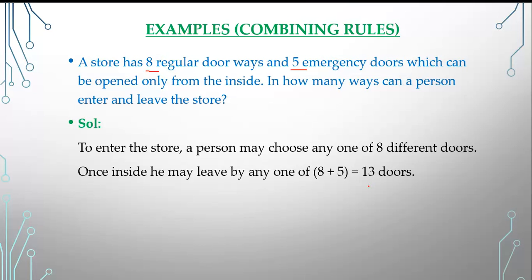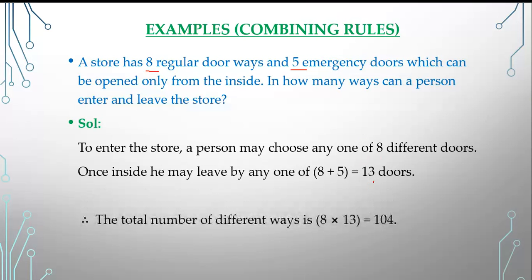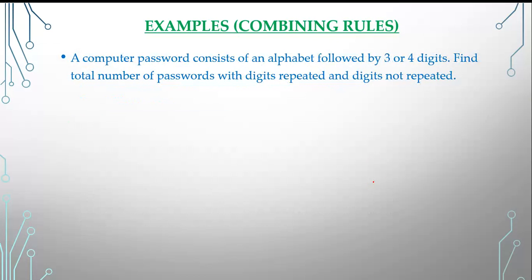Now how many ways can a person enter and leave? That is this and this. So 8 multiply 13, that is 104 ways. Clear? Okay, so the next example: a computer password consists of an alphabet followed by 3 or 4 digits. Find the total number of passwords with digits repeated and digits not repeated.